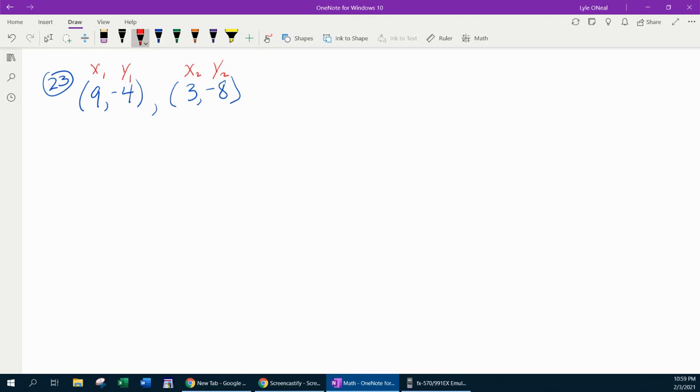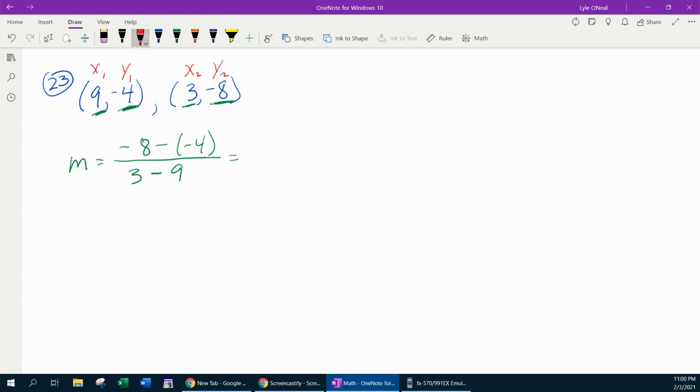And now that I have those labeled, I can go to my slope formula and plug and play. So the slope formula says in the numerator, y2 minus y1. So that's going to be negative 8 minus negative 4. y2 minus y1 all over x2 minus x1. x2 minus x1. And then I just need to simplify.